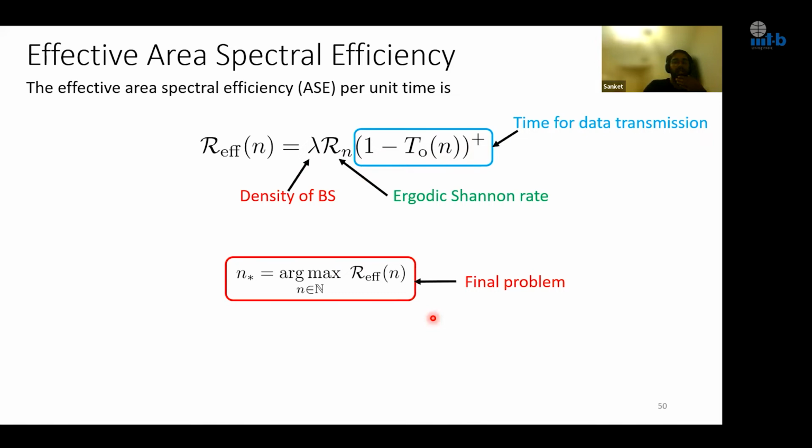And ultimately the final optimization problem is this one, where we want to maximize this effective area spectral efficiency for a given number of beams. So we want to calculate the optimal number of beams such that this effective area spectral efficiency is maximum. Now this is a one-dimensional problem. You can simply do a scan over different numbers of beams, like going from 1, 2, 3, 4, 5, 6, and see for which value we get the maximum effective area spectral efficiency. So this is not a very hard optimization.